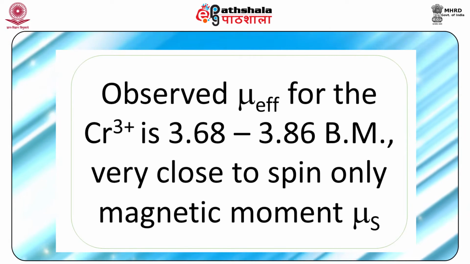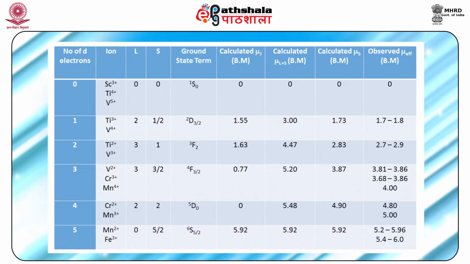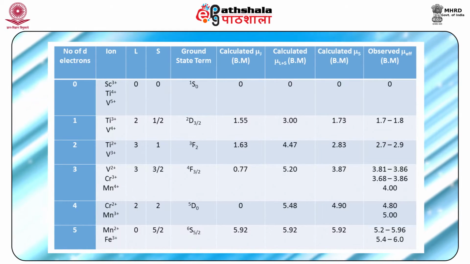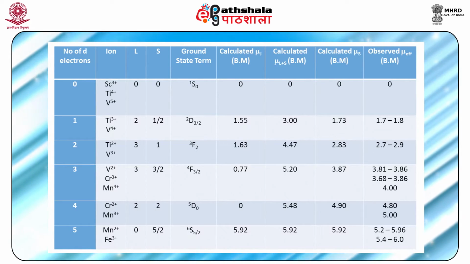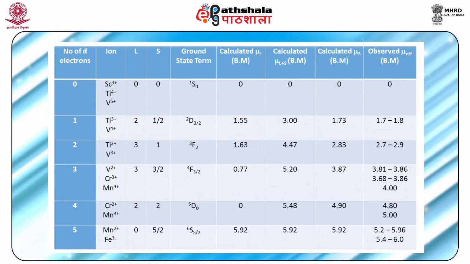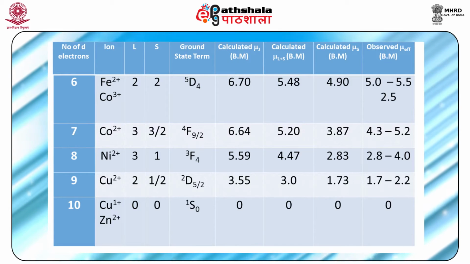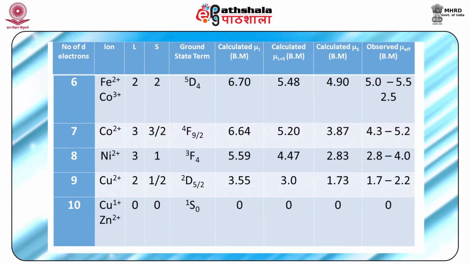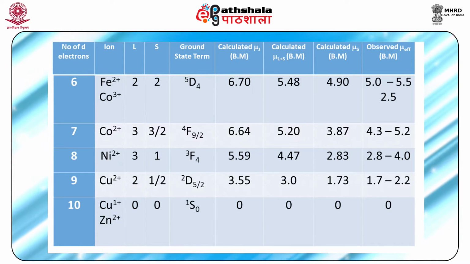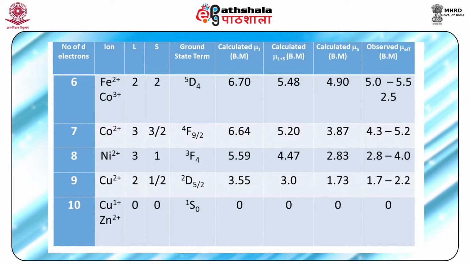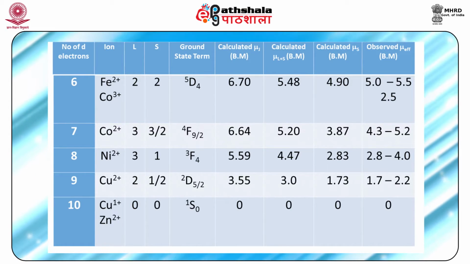magnetic moment mu S. Similarly, mu J, mu L plus S and mu S can be calculated for the other transition metal ions. The calculated and experimental magnetic moments are shown here on the screen in the table. Now from the table, we observe that the magnetic moments obtained by using the mu J equation are different from those worked out by applying the mu S equation.